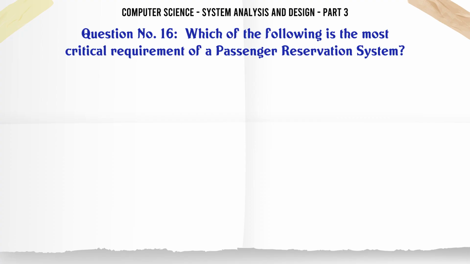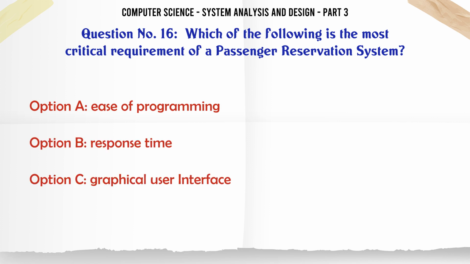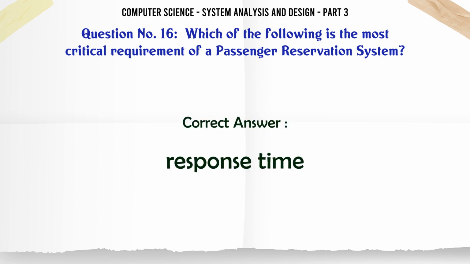Which of the following is the most critical requirement of a passenger reservation system? A. Ease of programming, B. Response time, C. Graphical user interface, D. Printing of tickets. The correct answer is response time.